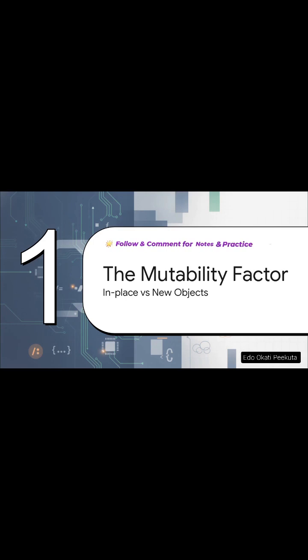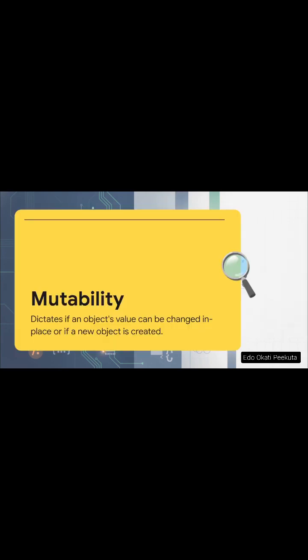Section 2. The mutability factor. Because what we just looked at, that's purely the surface. We need to talk about mutability. This is the defining property of Python data management. It dictates whether an object's value can be changed in place or if a brand new object must be created in memory. Grasping this concept is the secret to moving beyond just memorizing syntax. It's what actually allows you to truly predict how Python behaves under the hood.